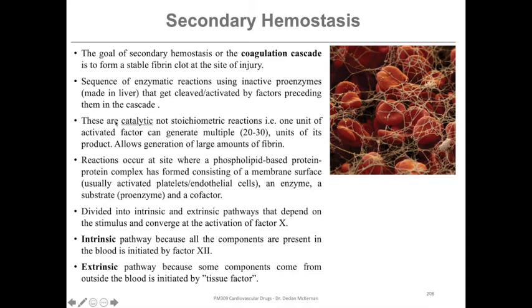These are catalytic reactions and not stoichiometric reactions, meaning that one unit of activated factor can potentially generate multiple, up to 20 or 30 units of its product, rather than having a 1-to-1 ratio. This allows generation of large amounts of fibrin quite quickly.